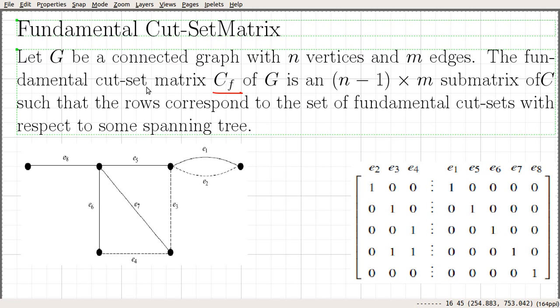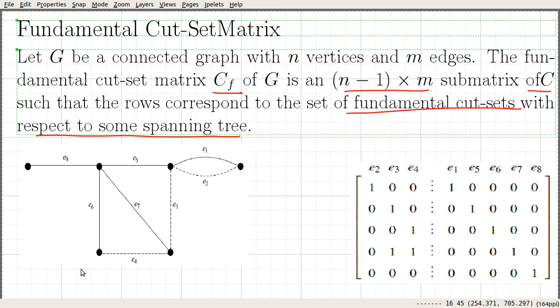The fundamental cut set matrix C sub f of G is going to be an (n minus 1) by m matrix, where n is the number of vertices and m is the number of edges, and it is going to be a submatrix of the cut set matrix C, such that the rows correspond to the set of fundamental cut sets with respect to some spanning tree. So this fundamental cut set matrix is defined with respect to a spanning tree and fundamental cut sets.